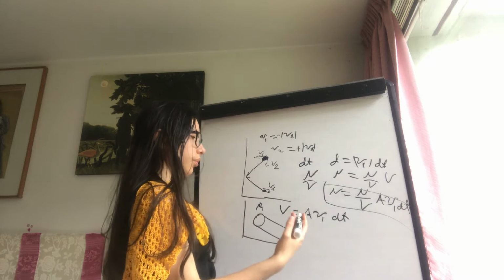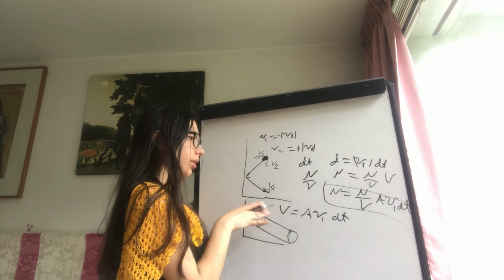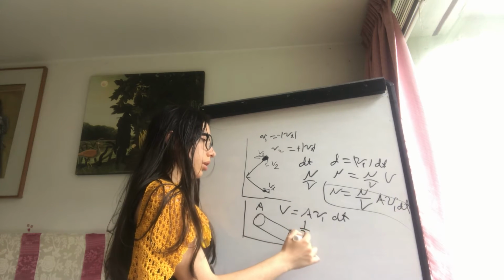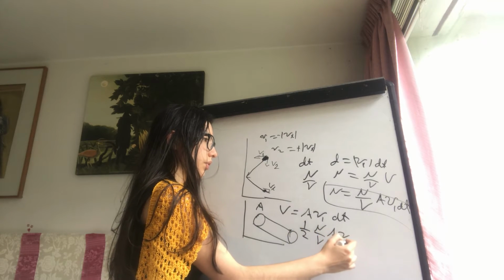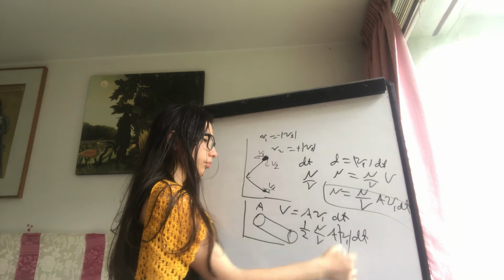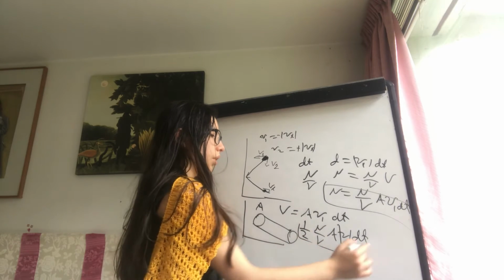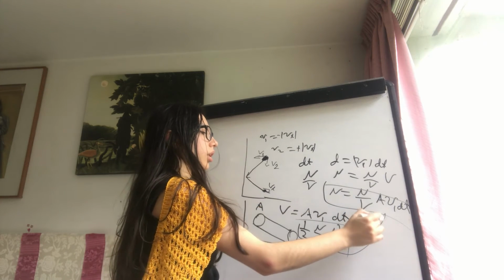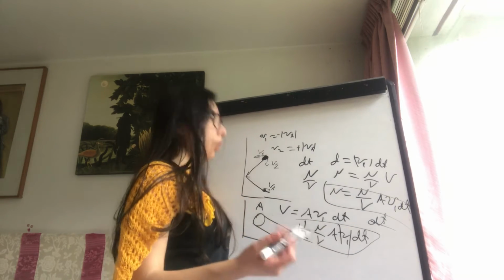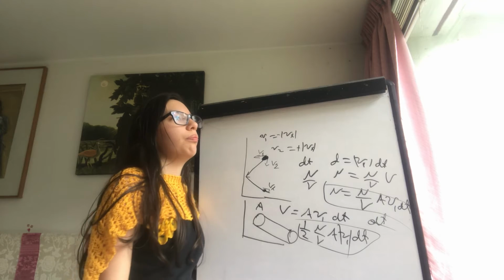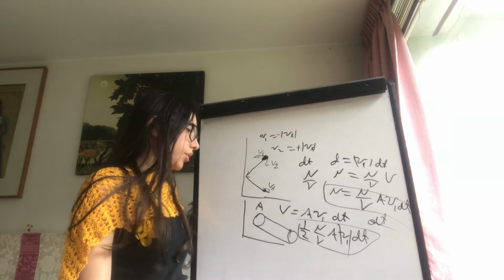And so half of the molecules will be moving towards the wall and half away, so 1/2 of N over V times A times the velocity times dt is the number of collisions that will occur in a dt time interval. Now the pressure, or well, first the momentum and then the pressure.